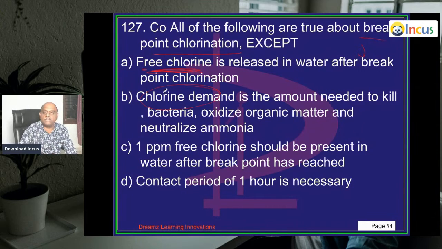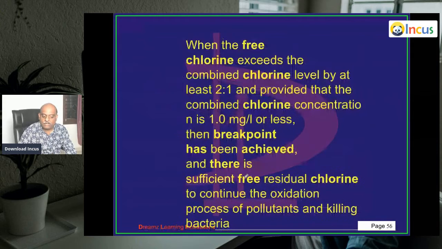Chlorine demand is the amount needed to kill the bacteria, oxidize the organic matter, neutralize the ammonia. Contact period of 1 hour. So whenever the free chlorine exceeds the combined chlorine level by at least 2:1, and the combined chlorine concentration is at least 1 milligram per liter, then the break point has been achieved, and there is sufficient free chlorine to continue the oxidation.